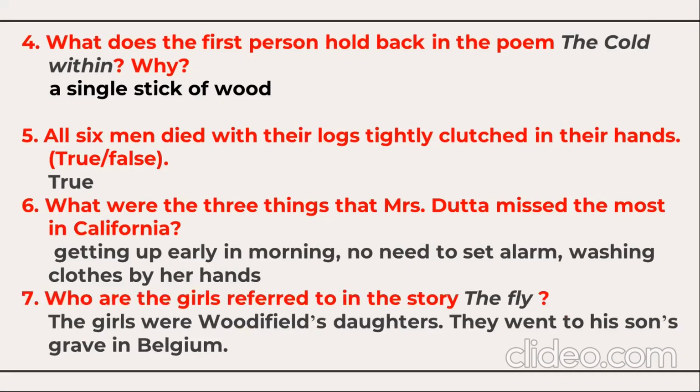Seventh question: who are the girls referred to in the story The Fly? The girls were Woodfield's daughters. They went to his son's grave in Belgium. So out of 7 questions, you are going to select only 5 questions. So these are the 1 mark questions.